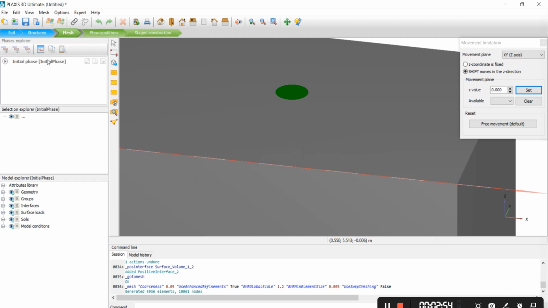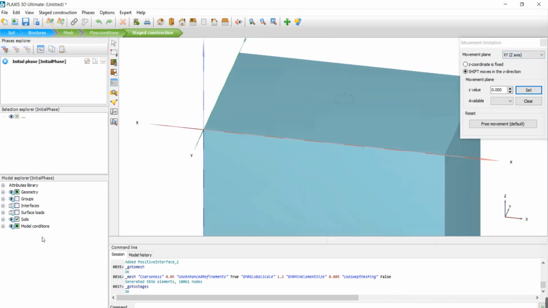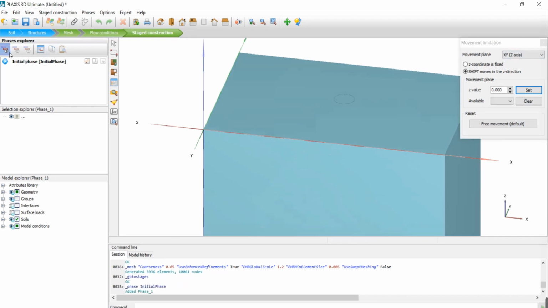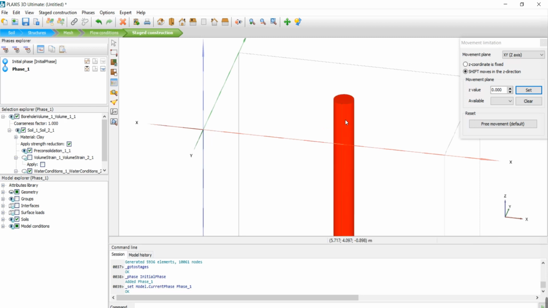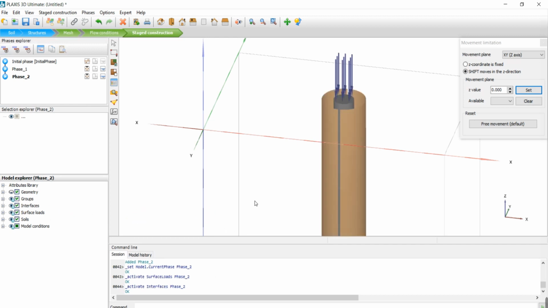So let's go to the stage construction. As you can always understand, the initial phase is only for soil. For the second part I'm going to start by creating the pile and changing the pile material. So the installation phase, for phase 2 I'm going to add the surface load and activate the interfaces too.